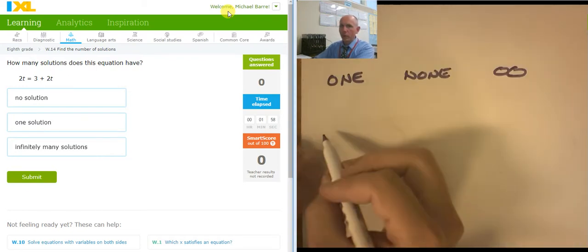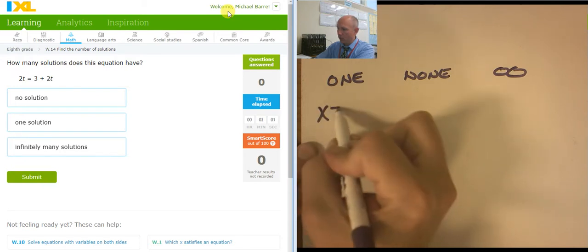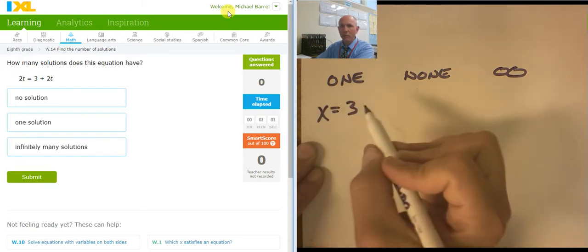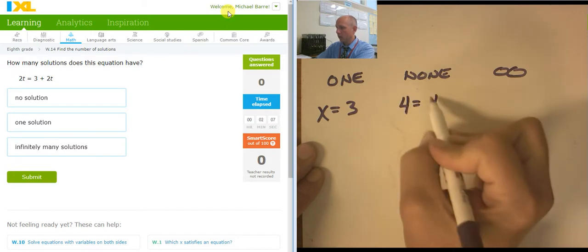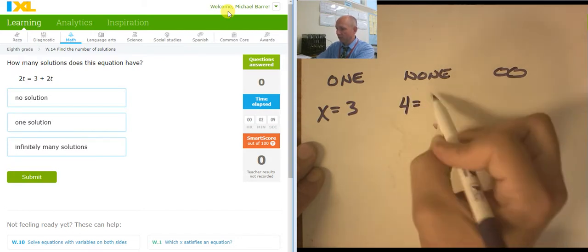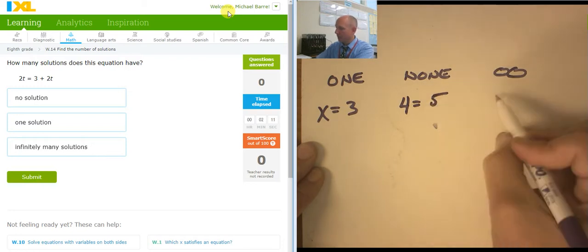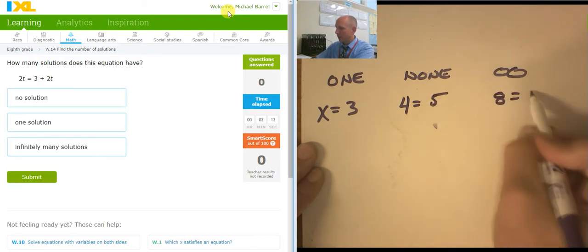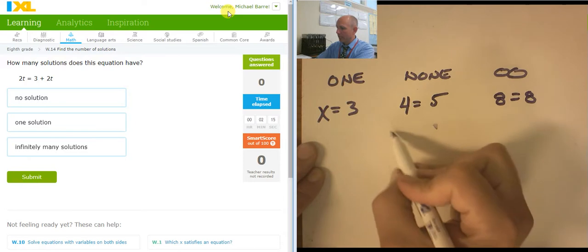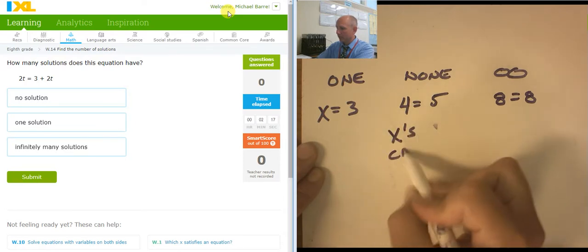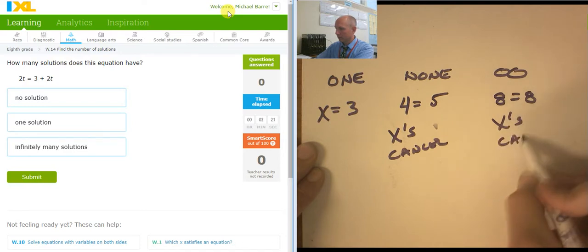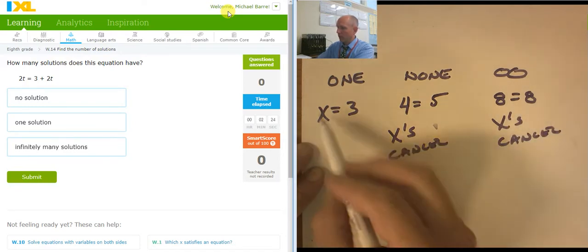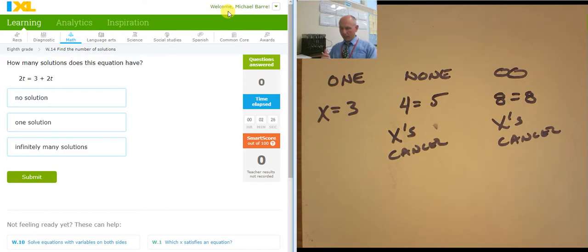And one solution is always going to be something like x equals 3 or x equals something. None is when I get down to something like 4 equals 5, or it doesn't make sense. And here's like 8 equals 8. On these two, the x's cancel. And here the x's don't cancel. So let's take a look at some of these.